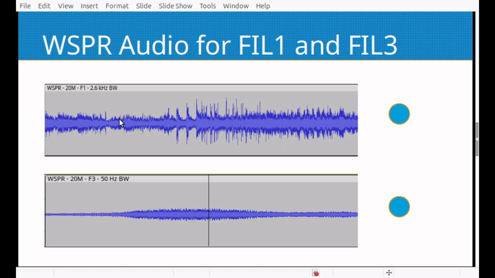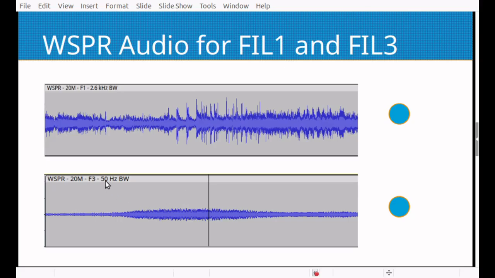Bit noisy. So those are a lot of different channels, 33 channels potentially in that transmission time. That's the 2 minutes that WSPR is transmitting. Using our F3 filter, we're going to be 50 hertz wide. Now that's still pretty wide for WSPR because we know that the communication channels are only 6 hertz wide.